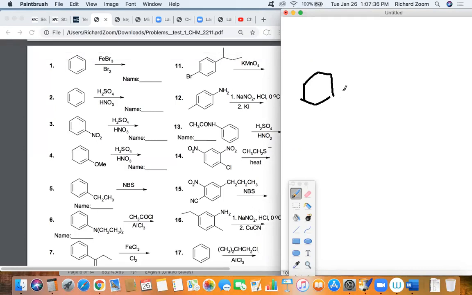Actually, before I do that, let me draw this out a little bit better so you can make a better determination. So the NO2 group, if you drew it out, actually looks like this. Aha, so deactivating, right? Yeah, so that one's deactivating. I'll put a D underneath it. All right, any questions?